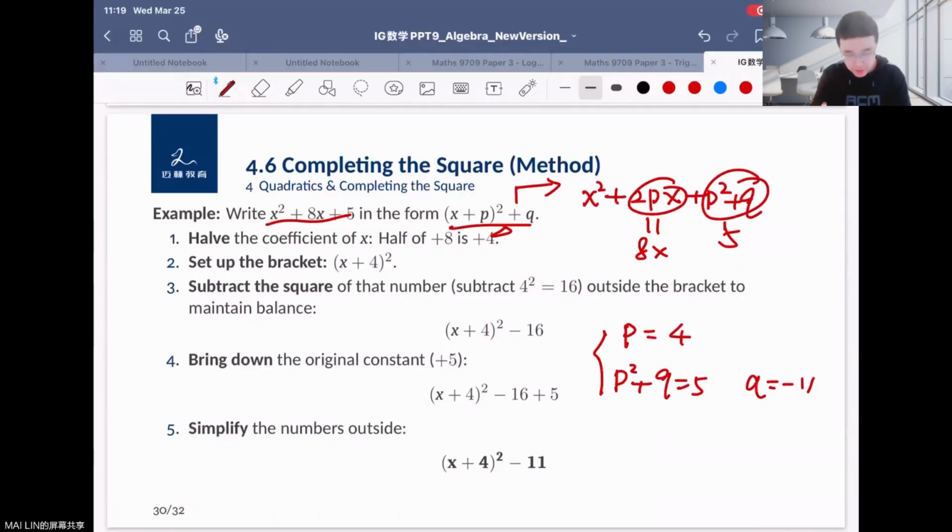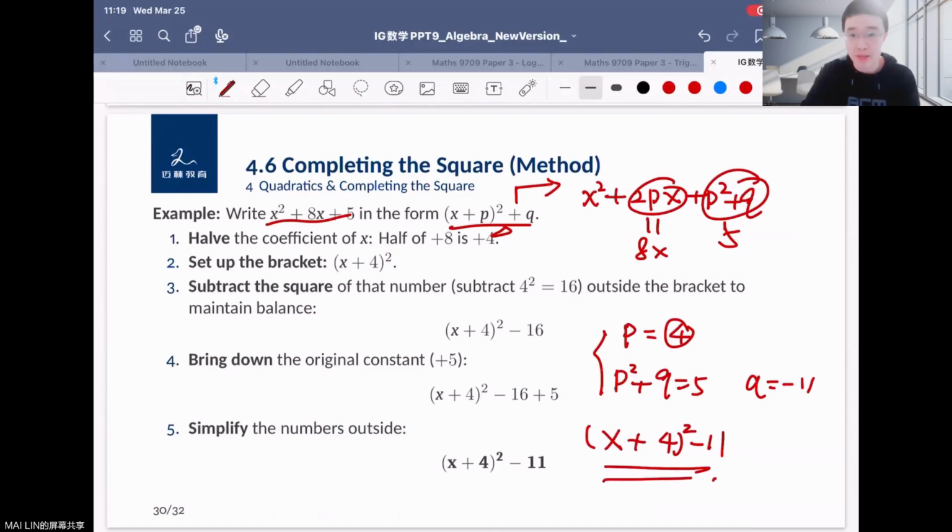So once p equals 4, q equals negative 11, you can write that as x plus 4 squared minus 11. That is the result after completing the square. I'm wondering if you already understand this. x plus 4 squared minus 11.